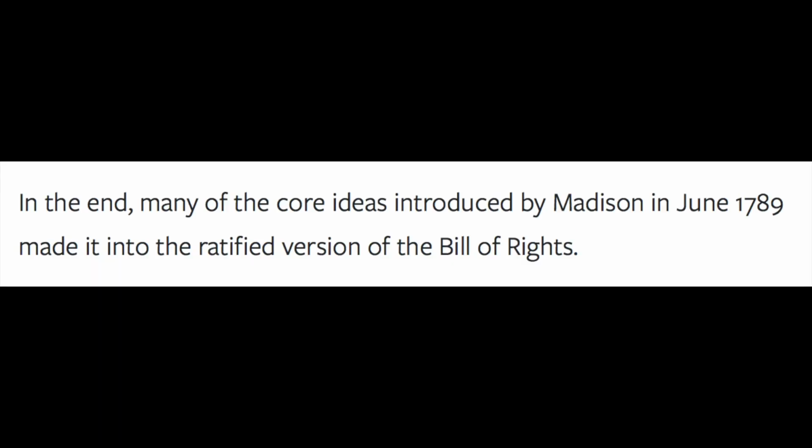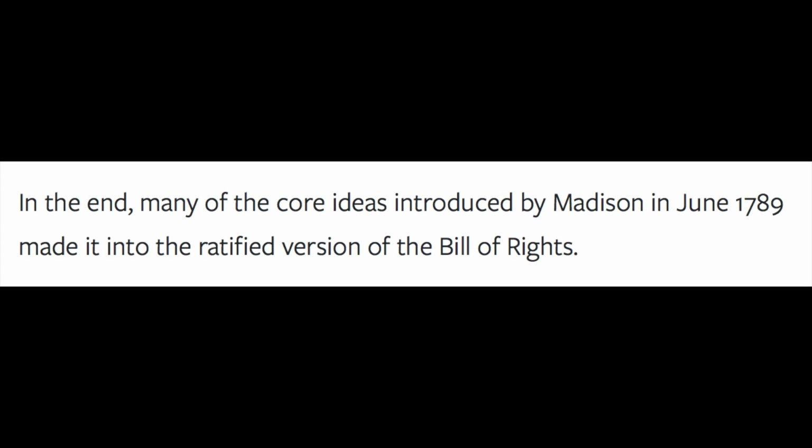So, according to this article, in the end, many of the core ideas introduced by Madison in June 1789 made it into the ratified version of the Bill of Rights. So, this article is letting us know that Madison introduced his Bill of Rights in June of 1789. And for those of you who do not know, soon you will know, the Constitution was first drafted and presented in 1787. So, 2 full years afterwards is when Madison introduced his Bill of Rights.